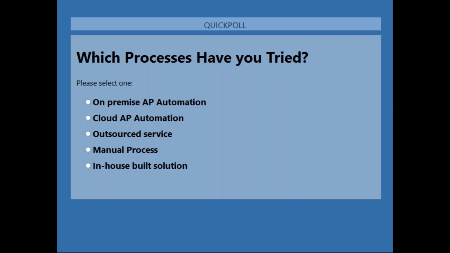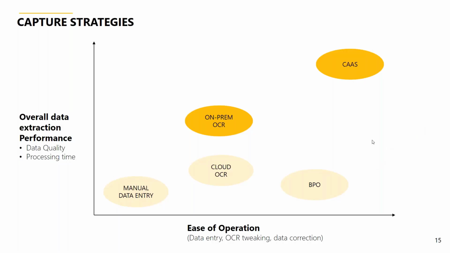Okay, we're going to close the poll there, and what you should be seeing is that 50% of you are up there with the latest in the cloud with AP automation, and we're seeing the split there between manual processes and in-house built solutions as well. Not uncommon in these sort of polls to see those sort of results, so thank you very much.